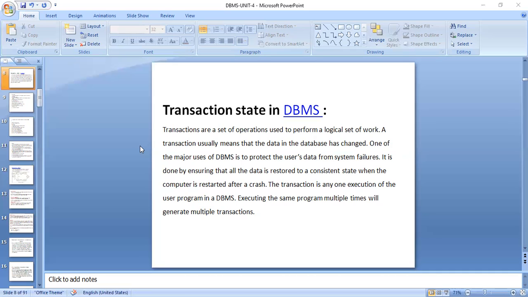So we are explaining here that a transaction is nothing but a group of operations, or we can say it is an embedded set of operations to perform a logical set of work. So we have to protect it, restore it, and we have to do the execution multiple times and with multiple transactions.